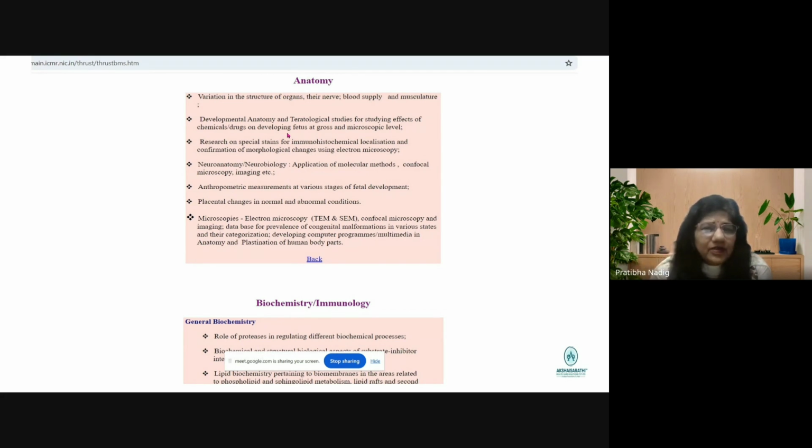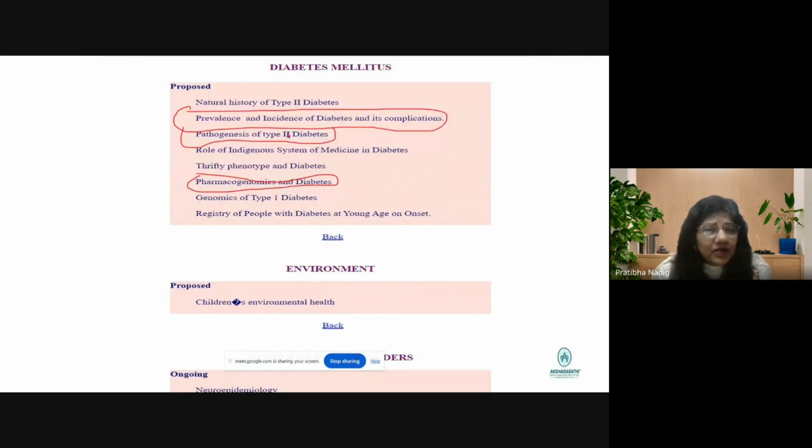So anatomy gives something. They have given some areas, because ICMR says, please work on this, and you would get funding. So biochemistry, and then diabetes also. In diabetes also, they have given some areas, some different headings. You can work on natural history. Now you may think that everything is known about diabetes. We are already treating it. Why again and again do we have to work on diabetes? This is one of the questions one undergrad had asked me.